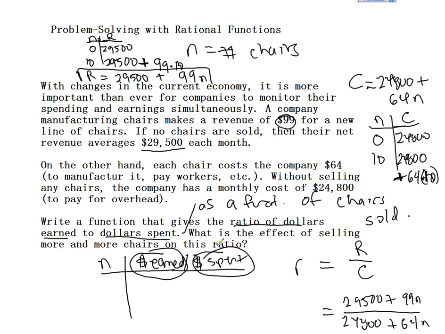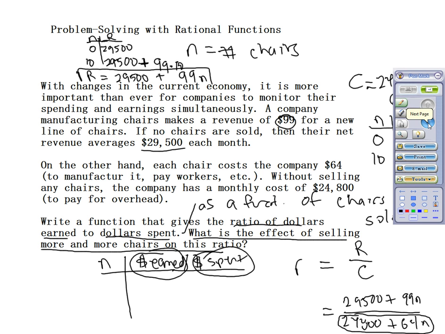Now we can begin to answer this question of what is the effect of selling more and more chairs on this ratio? Well, let's take a look at this graphically. Now if you notice in terms of vertical asymptotes, since this will only equal 0 when n is a negative number, meaning the only way you can make this equal to 0 is if you take a positive number and add a negative number to it. So this means that n would have to be negative. So we're going to ignore the vertical asymptote for this problem. We're going to focus just on graphing the horizontal. So let's just take a look at a couple of examples of what happens to this ratio and what this ratio might mean.